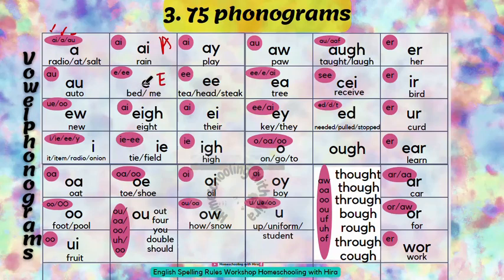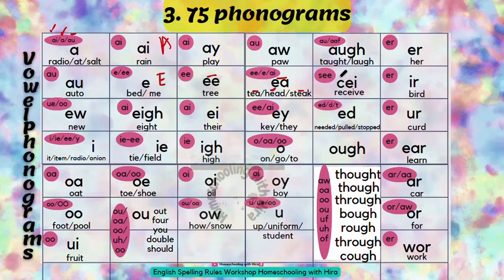A single E can say the short E sound and the long E sound, as in bed and me. Two E's together say the long E sound as in tree. EA says the long E sound as in tea. It says the short E sound as in head. It also says the long A sound as in steak. We'll learn more about when it says which sound.